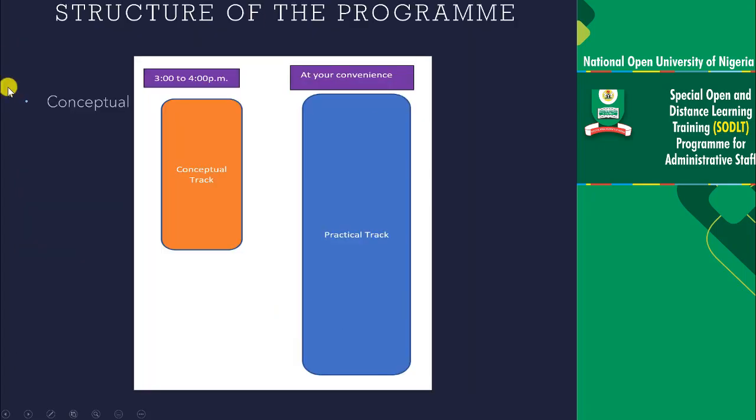So what is the structure of this program? Just two tracks. We're going to have the conceptual track, which will run from 3 p.m. to 4 p.m. daily, except Saturday and Sunday. Some Saturdays, yes, but Sunday, just relax. There's a practical track, which will be at your convenience. No need to worry yourself. So you can see you just have 1 hour daily. At your convenience, you just get onto the practical track.